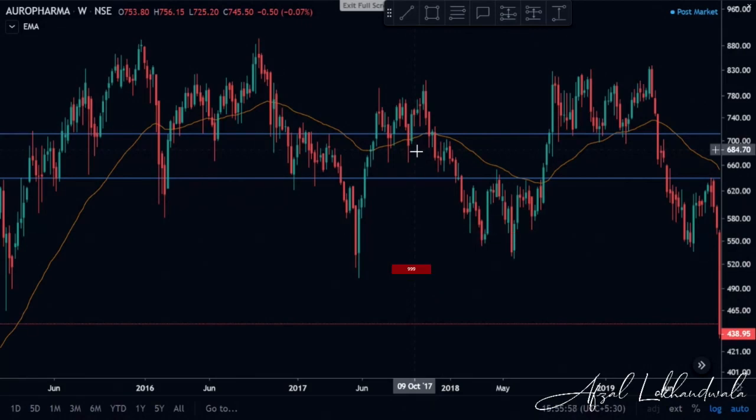Now in such kinds of markets where there are so many sideways movements, the 50 EMA does not act as support or resistance constantly. So there will be instances where it acts, but there will also be instances where it does not act. Let us look at this example.